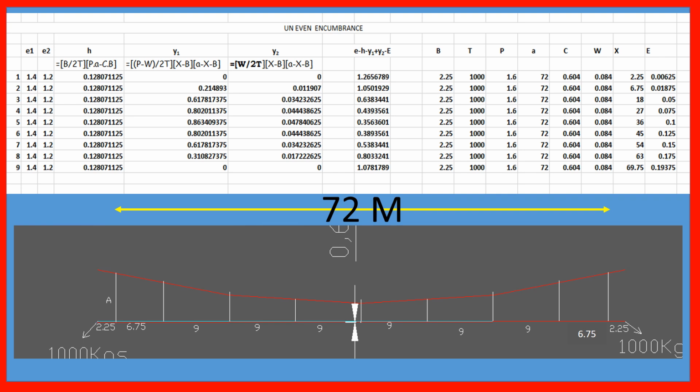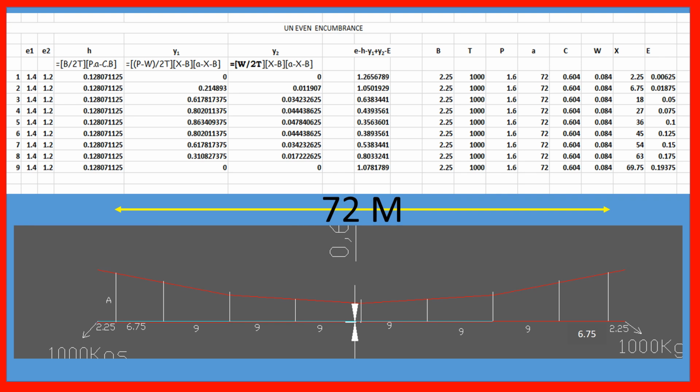Till now the dropper portion practical example was due to upload. So today I am uploading it. Here first I have shown the uneven encumbrance. That means the first mast encumbrance is 1.4 and the adjacent mast encumbrance is 1.2. And I have shown in the picture what the dropper length will be.